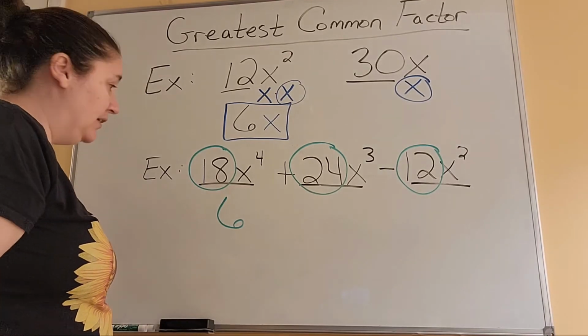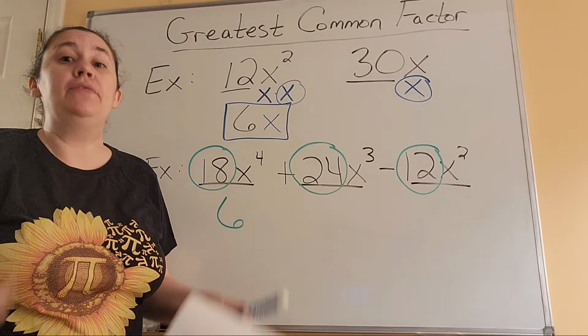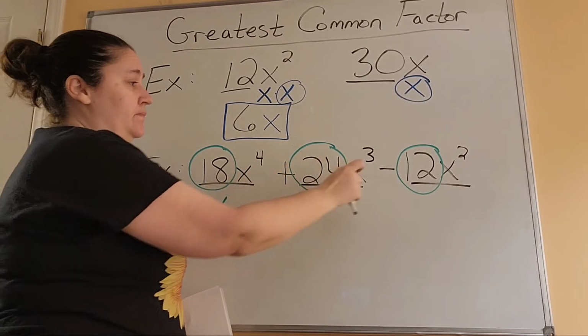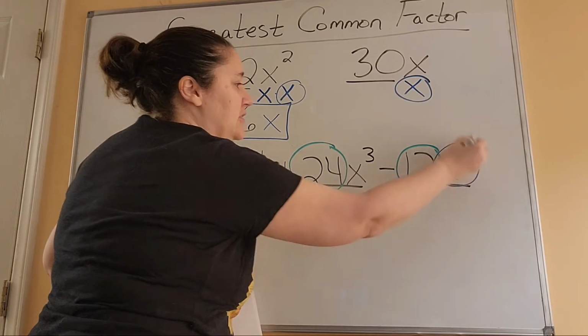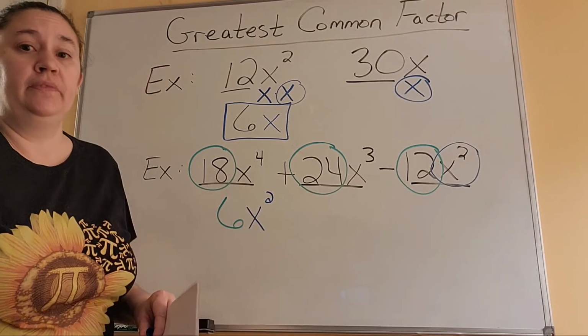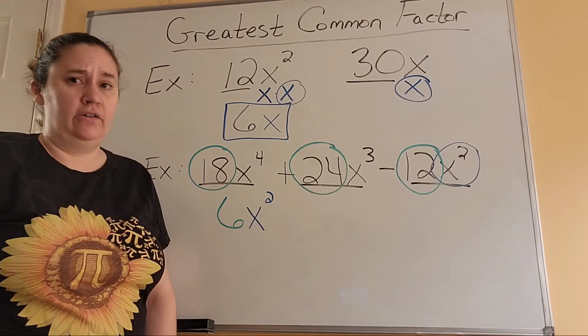The shortcut for doing the variables is to write down the variable with the smallest exponent. This is x to the 4th power, x to the 3rd power, x squared. That has the smallest exponent, so that goes in your answer. That's the shortcut, but let me explain why it's x squared.